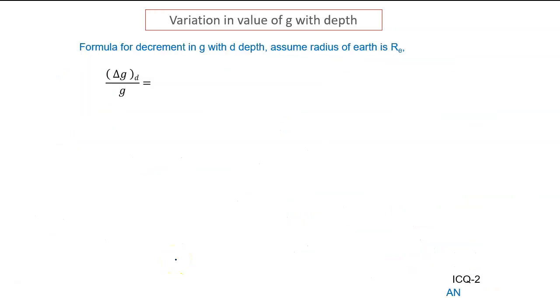Formula for decrement in g with depth d, and assume the radius of the earth is Re. We will say gravity at surface minus gravity at the depth d upon gravity at the surface. We have to calculate, surface पे gravity कितनी होती है? g. d depth पे कितनी होगी? g into 1 minus d upon R.